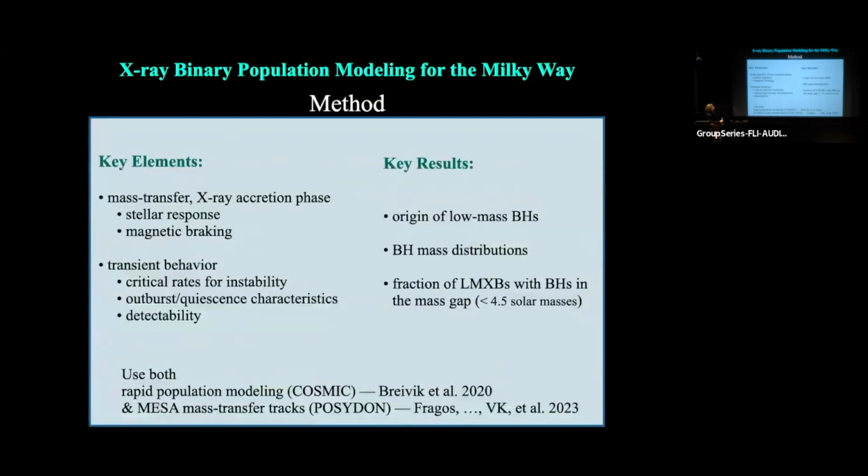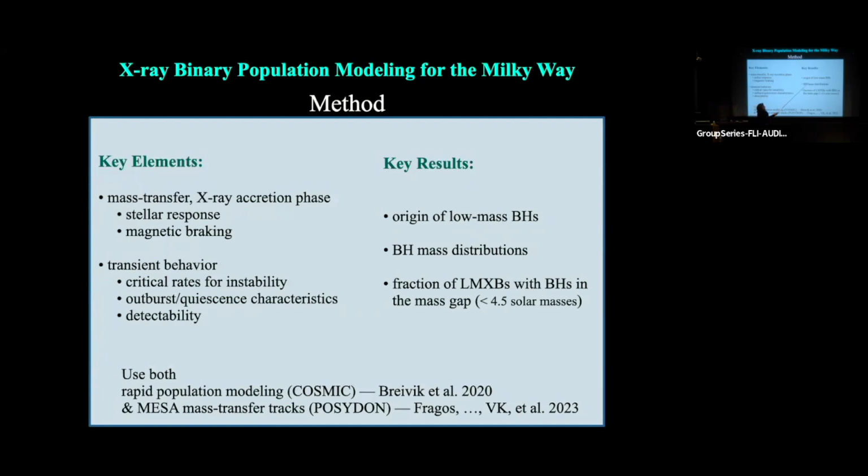I'm not gonna go through all of this. This gives a little more details on the method. But basically, we have to track the mass transfer. We have to track the behavior of the donor to the black hole, the star. We have to include things like magnetic braking. These are low mass stars. We have to track the transient behavior. We have to have a model for outbursts and quiescence, for duty cycles, for detectability from the detectors. That's what Tom helped us a lot with.